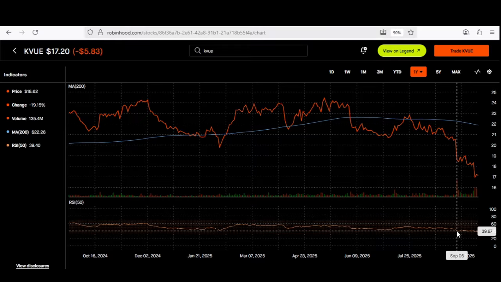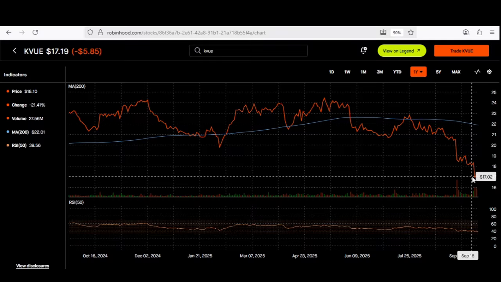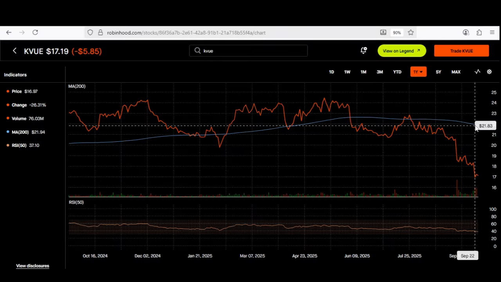A 40 RSI in my books, according to my risk tolerance, is exceptionally good. Just for analysis, the RSI measures from 70 to 30, with 50 being the middle point. So any stock that has an RSI moving from 50 towards the 30 mark tells you that that stock is going into oversold territory. So now that we have an RSI of 40, the current share price of 17, and also the 200-day moving average of $21, I want you guys to remember these things.